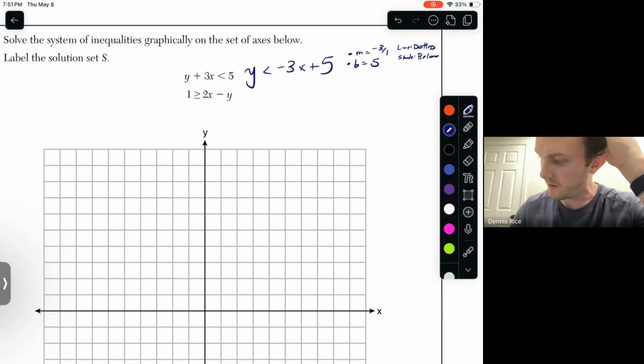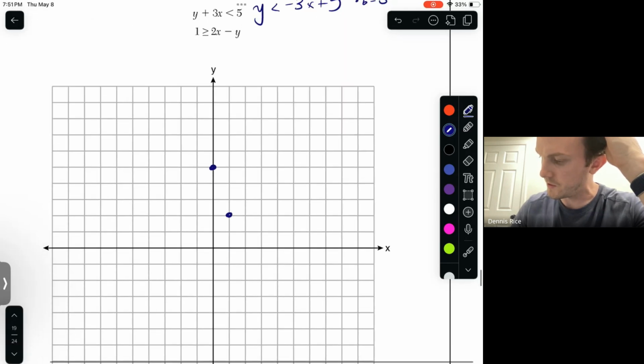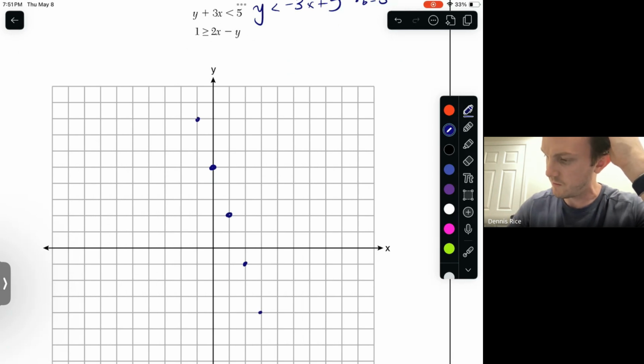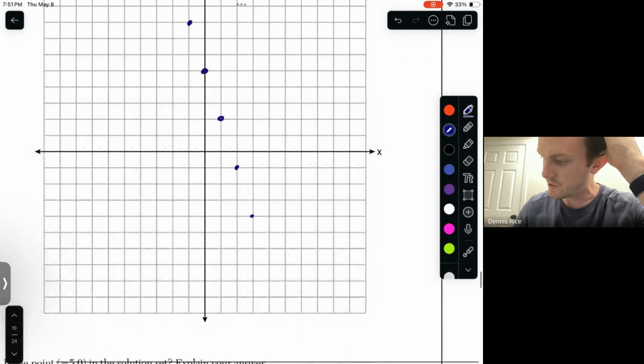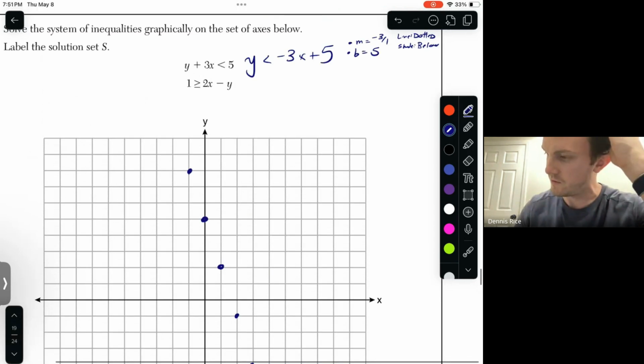I'm going to hold off on graphing the... I'm going to hold off on doing the shading because I like to do the selective shading. I like to anticipate where they're going to overlap and then just shade that. There's nothing wrong with it if you do shade the other way.